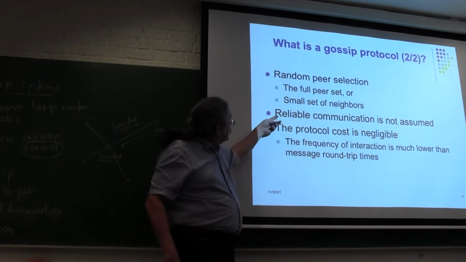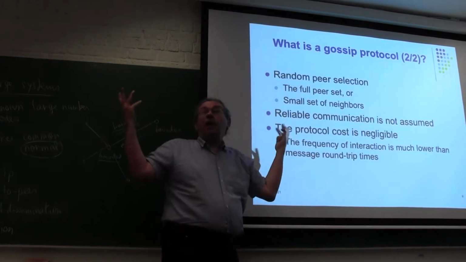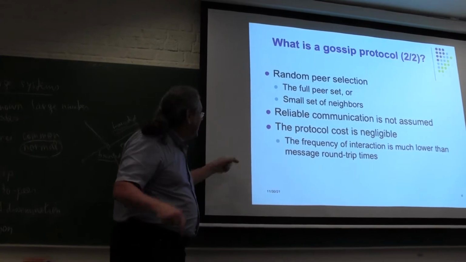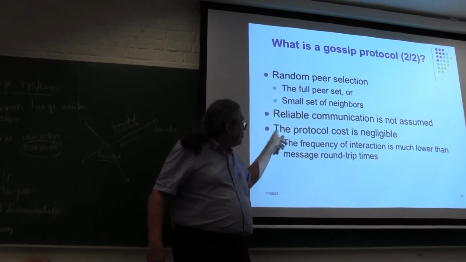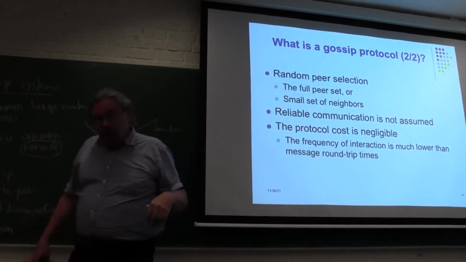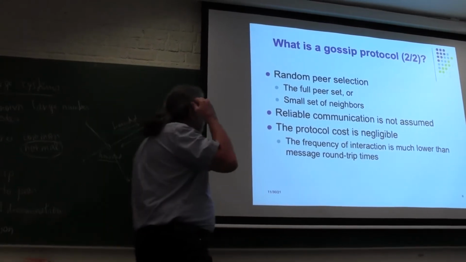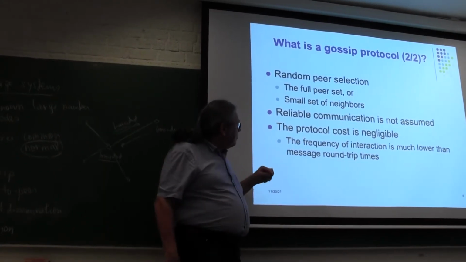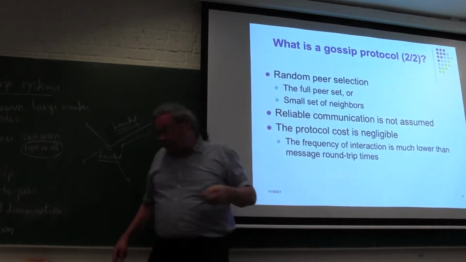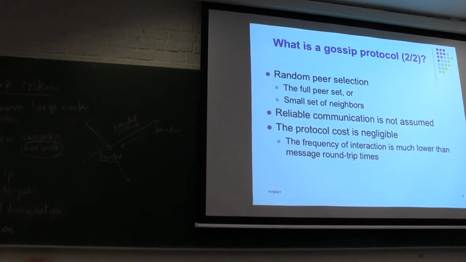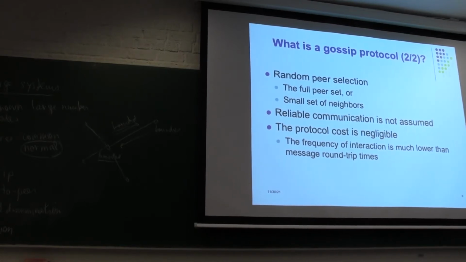Okay. We don't assume the communication is reliable. Messages can get lost. We don't really care here. The cost of the protocol is negligible. That means the amount of computation done here is very, very small. So the message round trip times can be high, but it doesn't actually have to happen so often. The nodes don't have to communicate all the time. They can communicate and then they go to sleep. And a little bit later they communicate again. So it's a very vague and random thing.